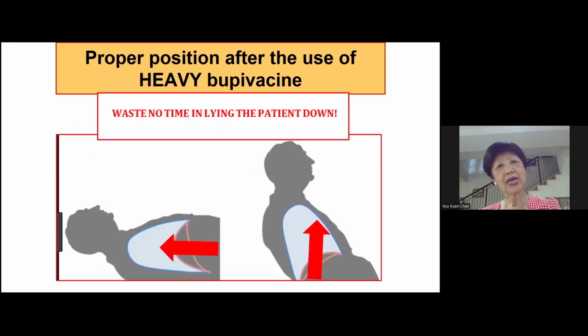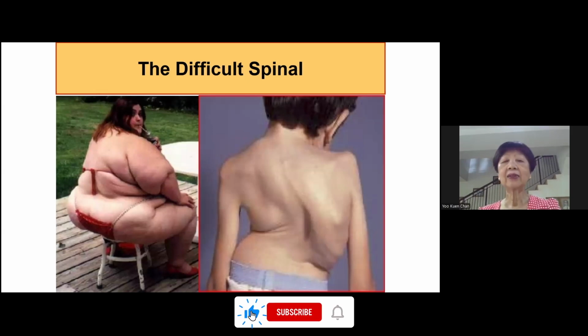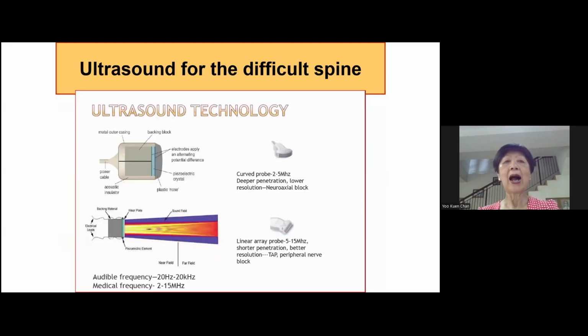And as I say, if you're using heavy bupivacaine and you're doing it in the sitting position, you should lie the patient down, so as to allow some of the drug to spread upwards and not just go into the sacral area. Of course, increasingly, with progress in medicine, a lot of these kyphoscoliotic patients, and also the obese patients, become something that we encounter in our practice. So you do get the difficult spine, and that behoves all of us to learn how to use the ultrasound for the difficult spine.